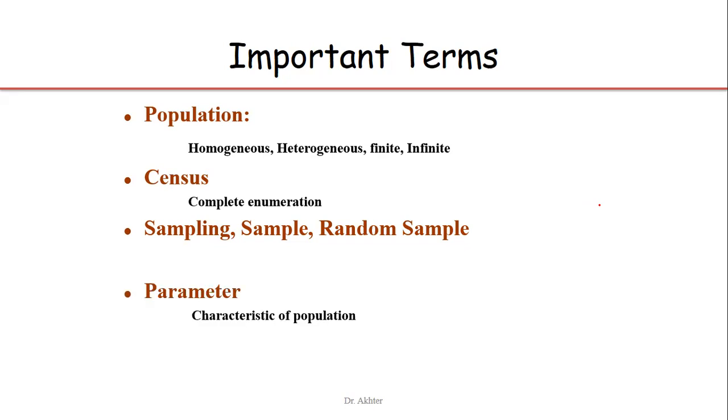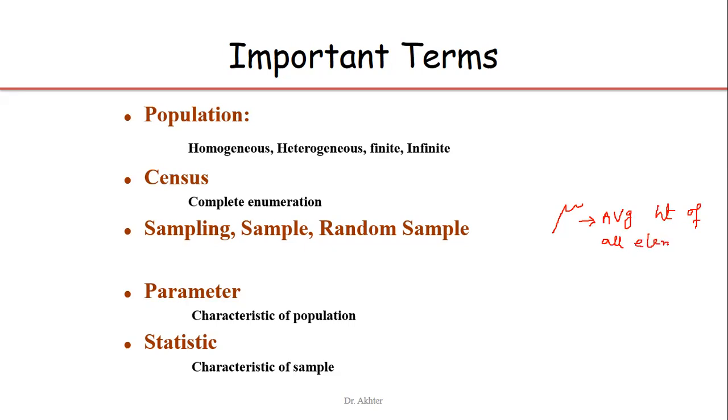Two important terms are parameter and statistic. A parameter is a characteristic of the entire population, and a characteristic of a sample is called a statistic. One example of a parameter is the average height of a student studying in IBA. We will use mu for it. What is mu? The average height of all elements in a population.